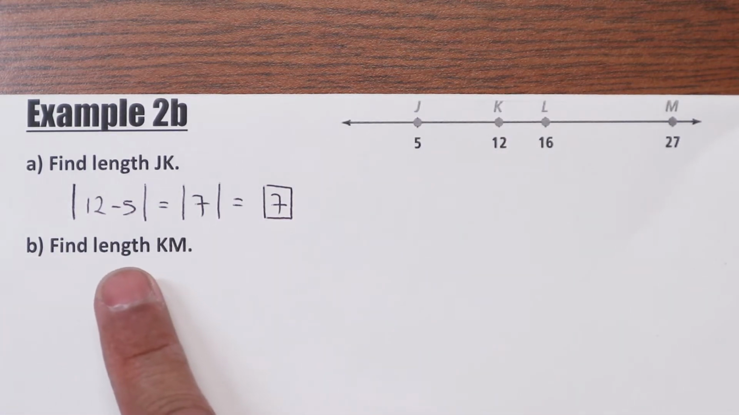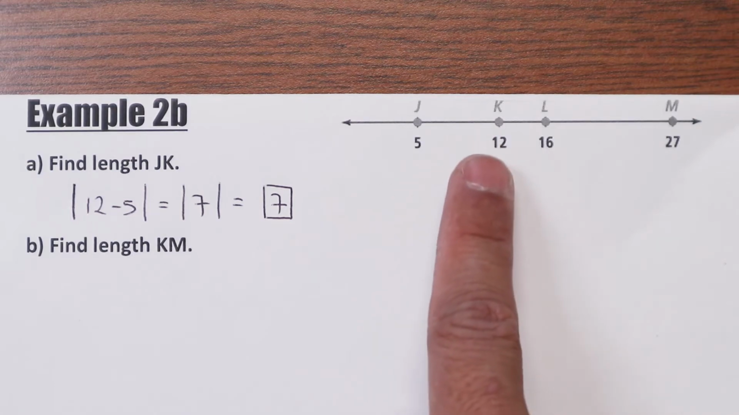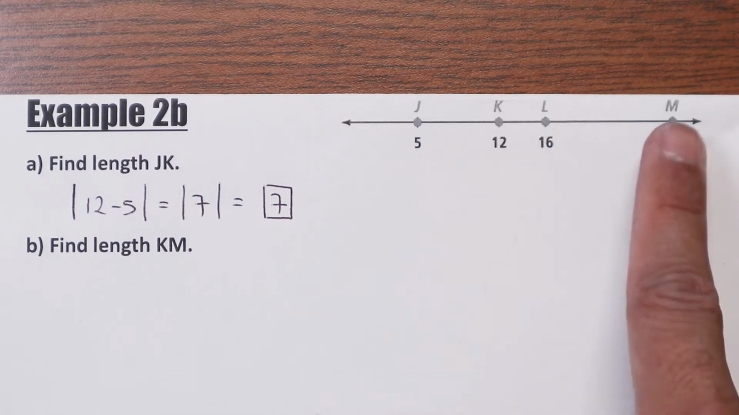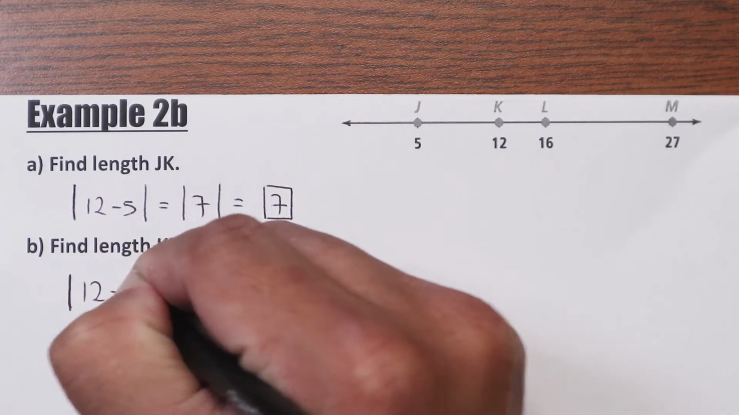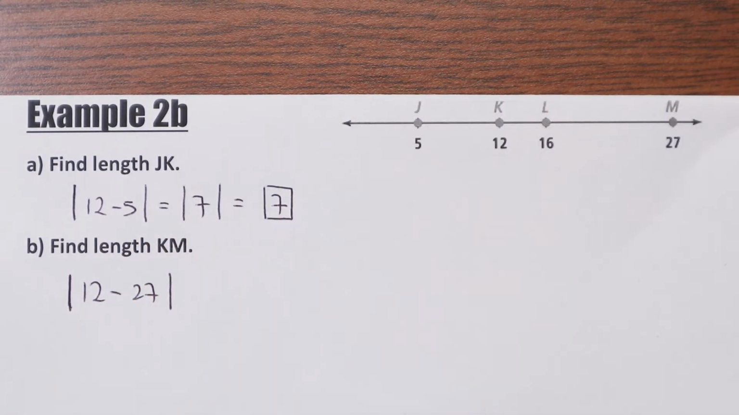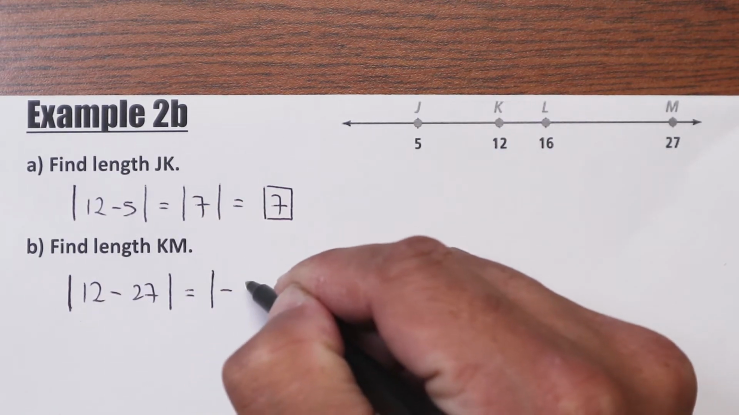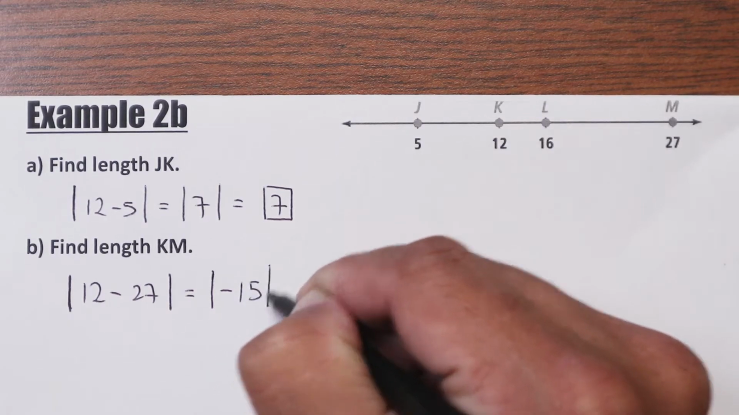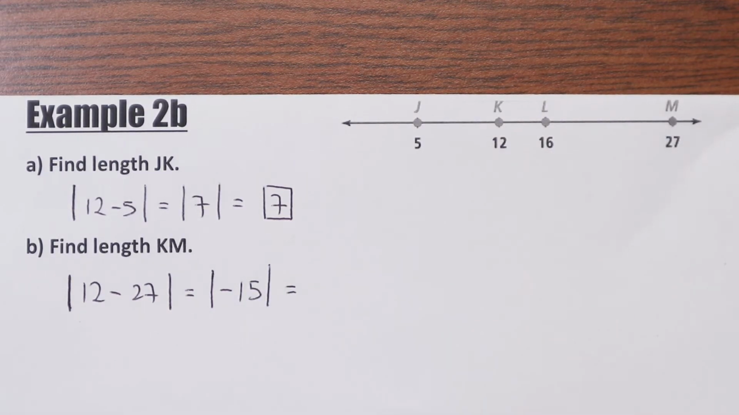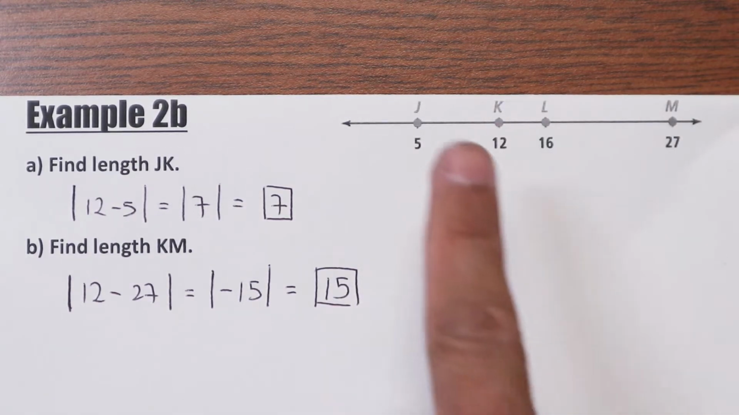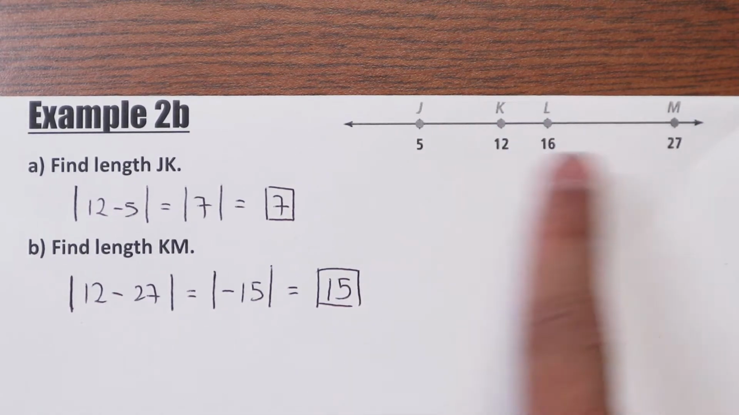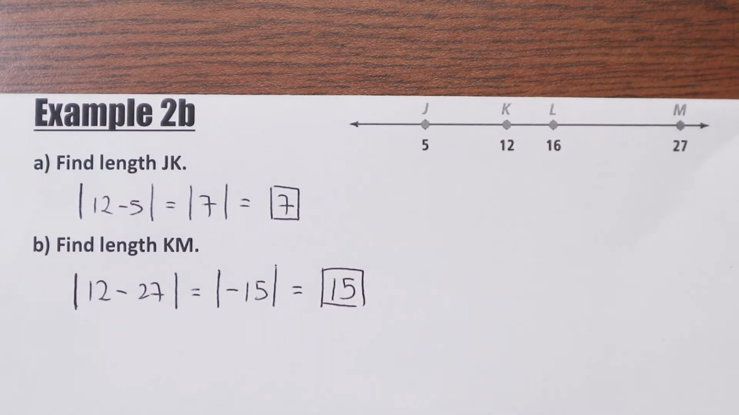Likewise, in part B, if I ask you to find length KM, well, the coordinate for K is 12 and M is 27. So you could do absolute value of 12 minus 27, or 27 minus 12, it doesn't matter. So 12 minus 27 is going to be negative 15, okay? Now the absolute value of negative 15 is going to be positive 15. So that means the distance between point K and point M is 15 units apart.